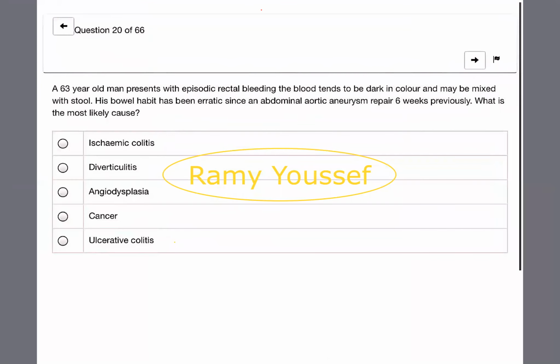Next question. A 63-year-old man presents with episodic rectal bleeding. The blood tends to be dark in color and may be mixed with stool. His bowel habit has been erratic since an abdominal aortic aneurysm repair 6 weeks previously. What is the most likely cause? A. Ischemic colitis, B. Diverticulitis, C. Angiodysplasia, D. Cancer, E. Ulcerative colitis. We mentioned that in old age, dark rectal bleeding is diverticular disease, but given the abdominal aortic aneurysm repair, it is ischemic colitis.